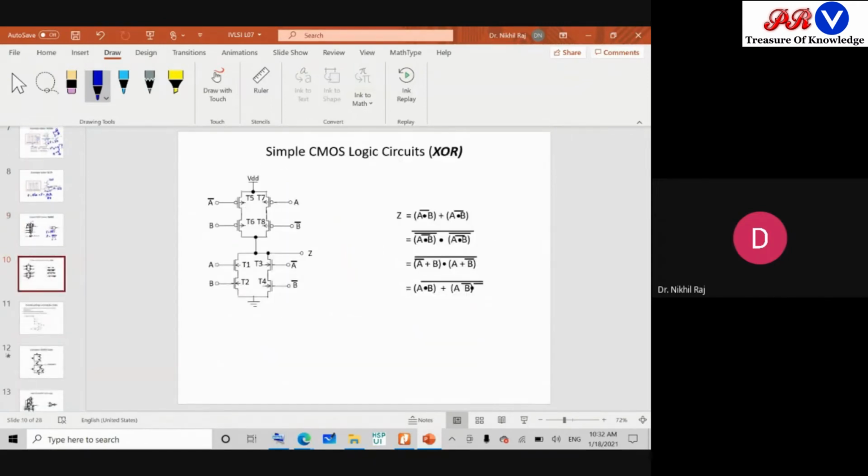Now comes the XOR logic. So how do we realize the XOR logic? We know Z equals A XOR B, we have to realize. Fine. So A XOR B, if we simplify, we get A bar B plus A B bar. Okay, directly also we can do. No need to go through so much division. Directly if we write here the expansion of A XOR B, A bar B plus A B bar.